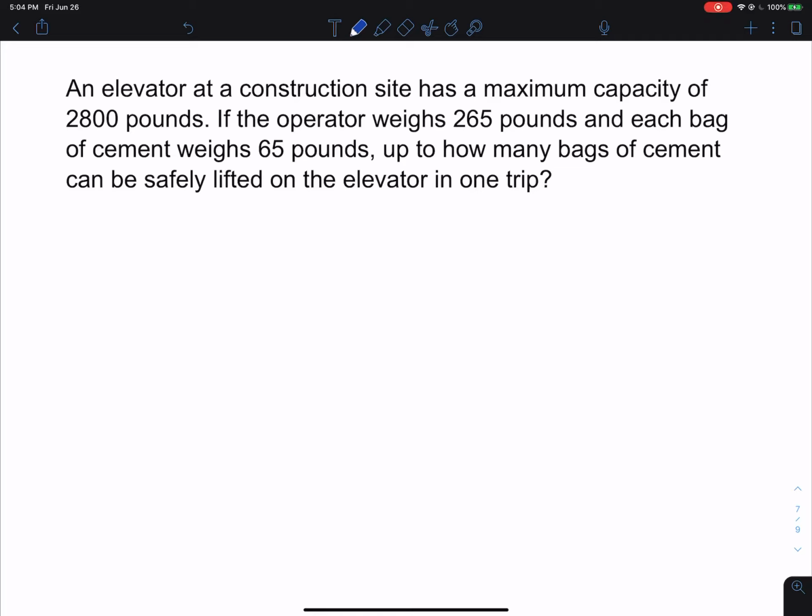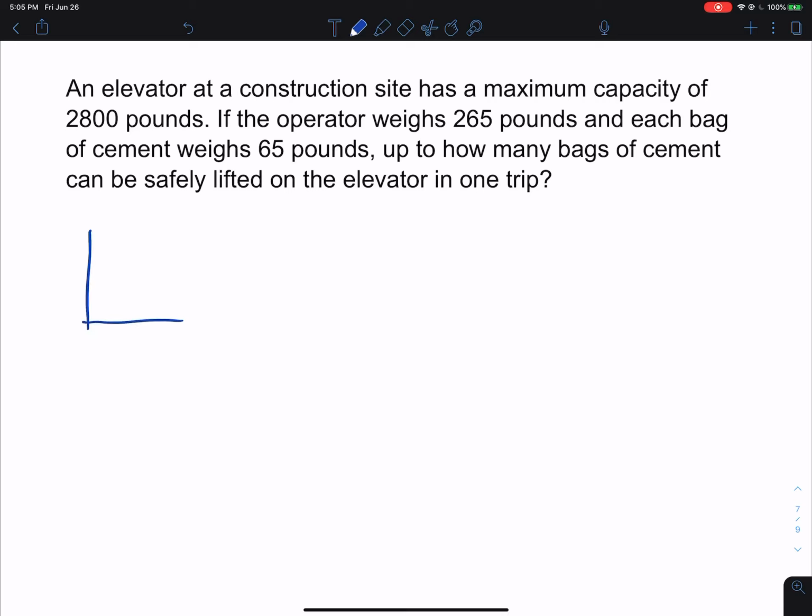Let's look at using inequalities to solve word problems. If we look at this example, it says an elevator at a construction site has a maximum capacity of 2,800 pounds. If the operator weighs 265 pounds and each bag of cement weighs 65 pounds, up to how many bags of cement can safely be lifted on the elevator in one trip?